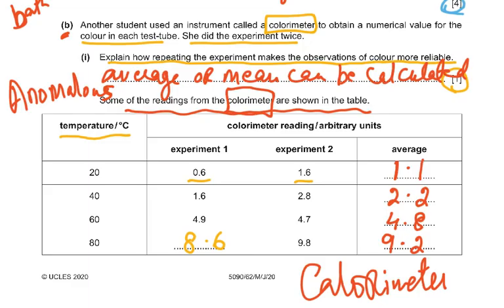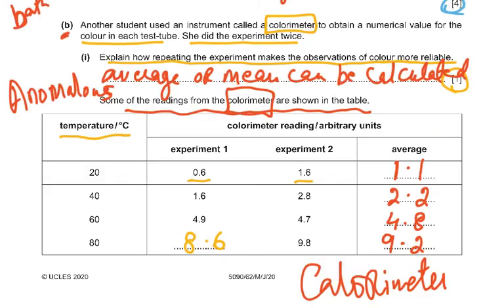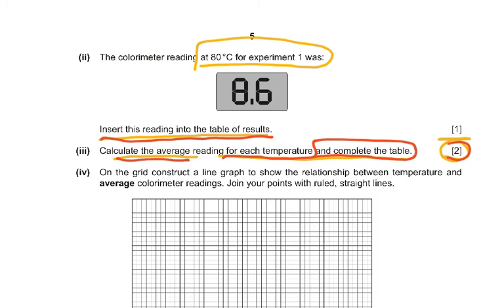So you just put in all the readings that were given to you, and then you had to calculate the average, and this is the way you would complete this table. Insert this reading into the table of results, calculate the average reading for each temperature, and complete the table. You had to do it on the previous page, and you have to complete this, and this would get you your 2 marks for this and another mark for this. So 3 marks, which are very easy marks, and everybody should have got this.